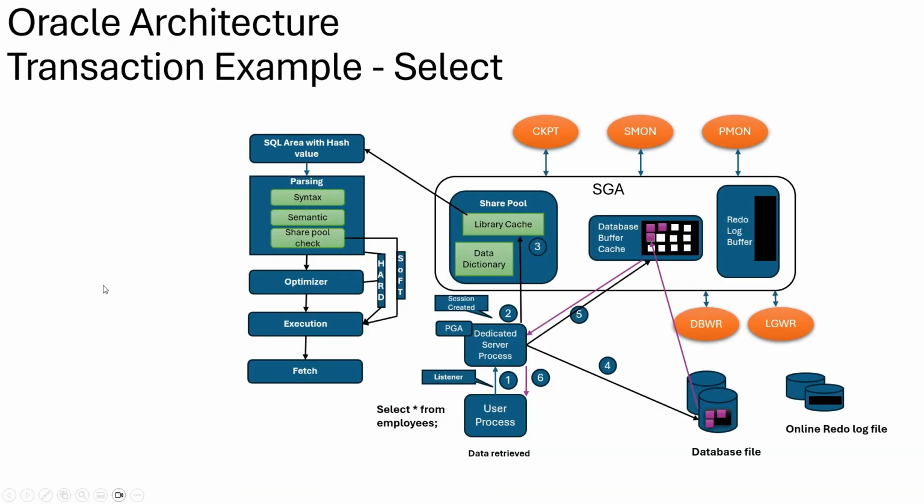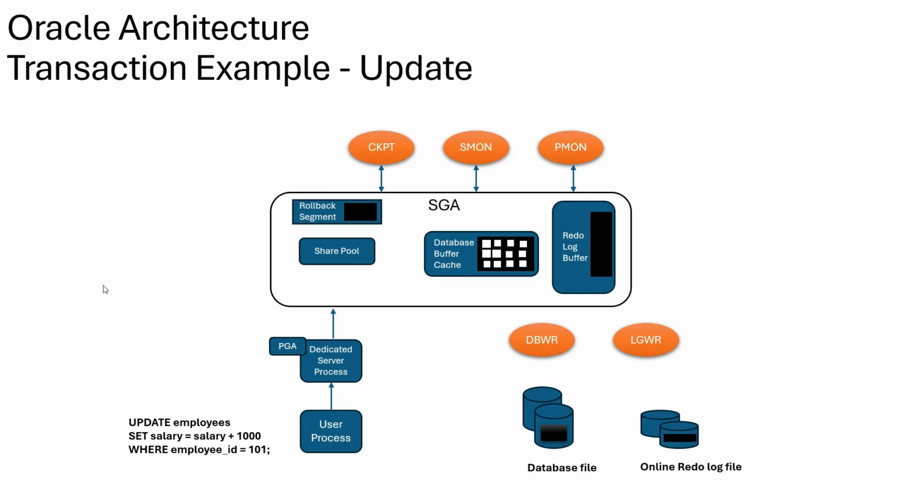So we are done with the select, and now we will go to another example, update. In this case, we are updating employee salary. Set salary is equal to salary plus 1000. Existing salary, we are adding 1000 extra, where employee ID is 101. So for the employee ID 101, we are adding a salary of 1000.